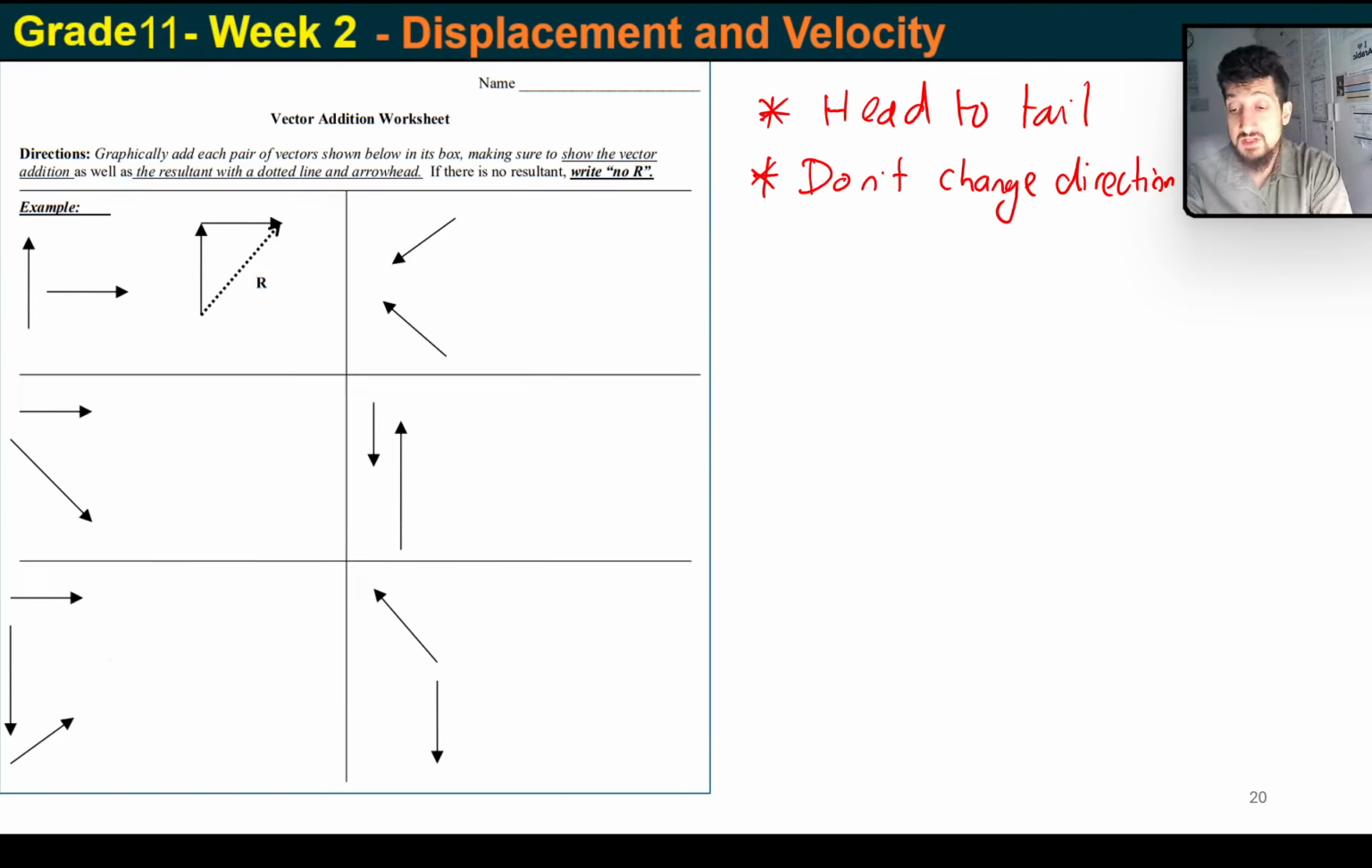So I'm going to do the first example for you. I'm going to take this and I'm going to add it to that. So what am I going to do? I'm going to take the head and I'm going to put it over here. I'm going to make sure that they're the same angle.